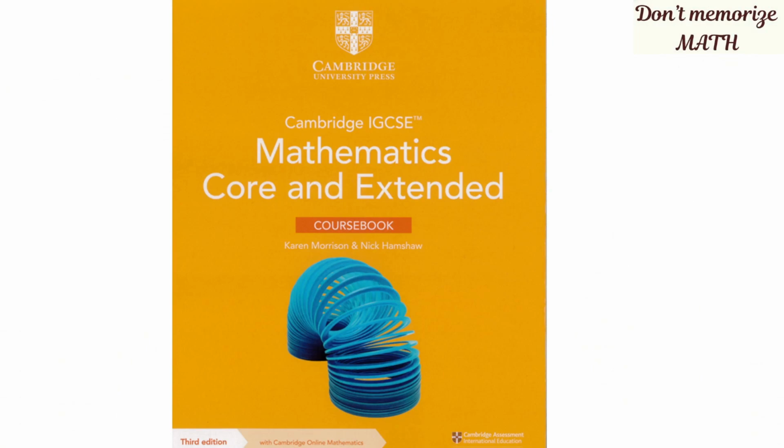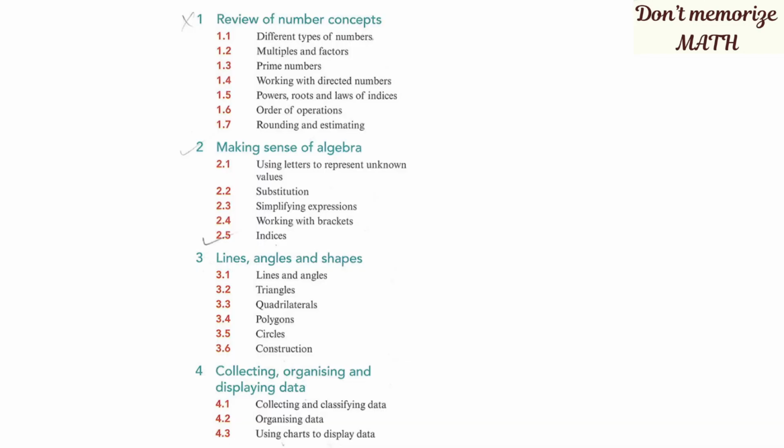So today we are discussing some past papers from your textbook. Here I am referring to the textbook Cambridge IGCSE Mathematics Core and Extended Course Book, in which you can find all the core questions and topics, and also extended topics and questions. Here in total we have 4 units, in which we have 24 chapters.